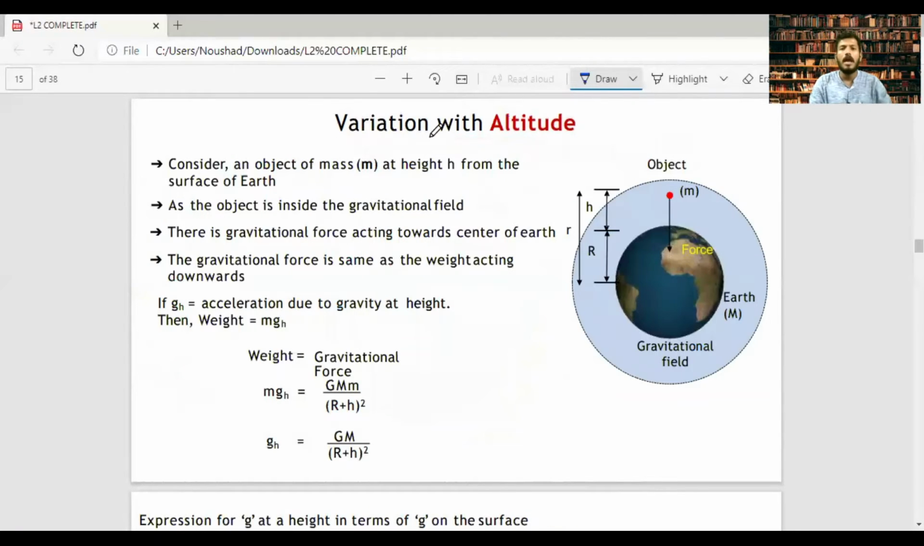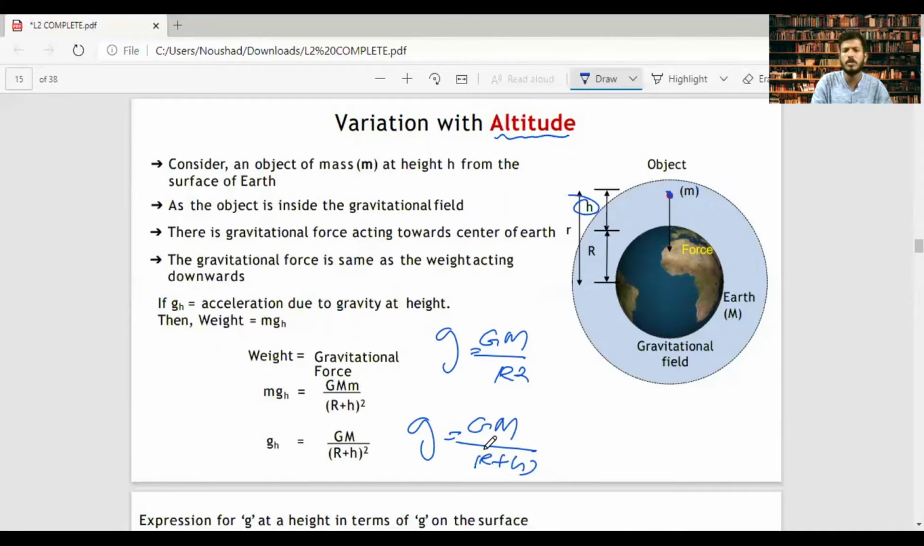Listen, altitude. Consider a body of mass m at a height h, and we have to calculate the acceleration due to gravity at that point. At the surface of Earth, we have already known g = GM/R². Then it is very simple: GM/(R+h)². Why? Because the body is placed at height h above the radius.